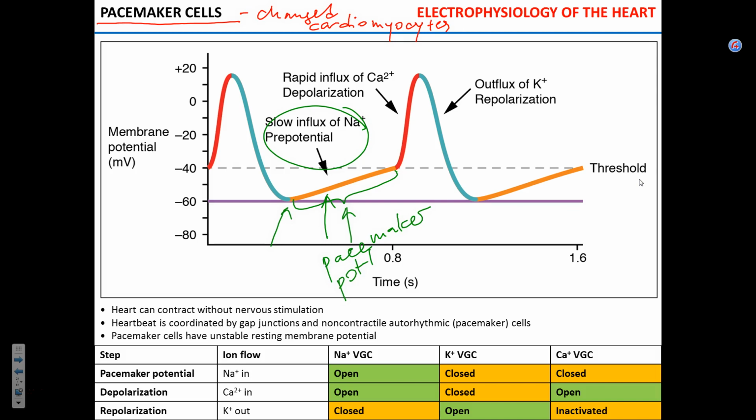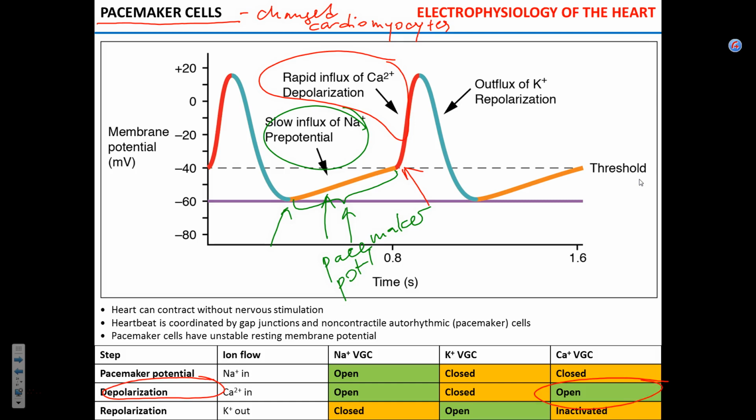Does that make sense? When the pacemaker potential reaches a threshold, calcium channels open. Not only are calcium channels fast, each calcium ion has a double charge. So opening of calcium channels, okay, during depolarization, can you see that?